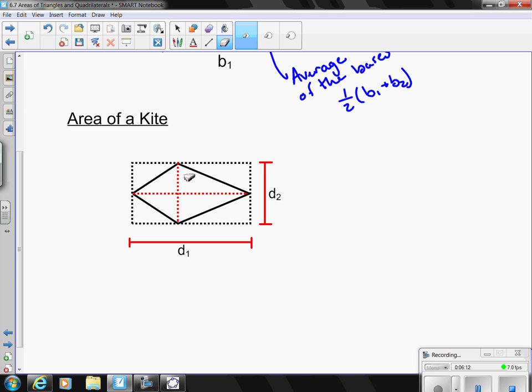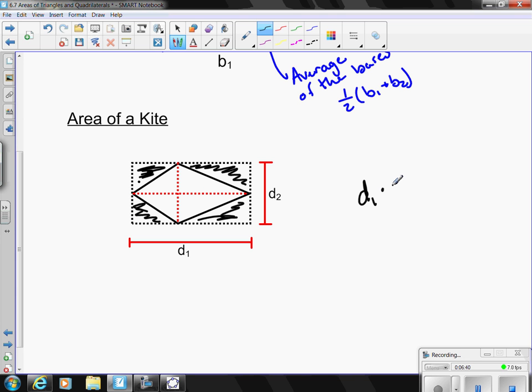You could add the area of the top triangle and the bottom triangle. But let's just look at it: basically, it's a rectangle, but it's going to have half the area, right? This piece and this piece are the same. This piece and this piece are the same. This piece and that piece and this piece and that piece. So if we found the area of the big rectangle, diagonal 1 times diagonal 2, that's the area of the big rectangle, but we have to take half of it, because half of the stuff is not shaded. That's going to be the area of a kite.